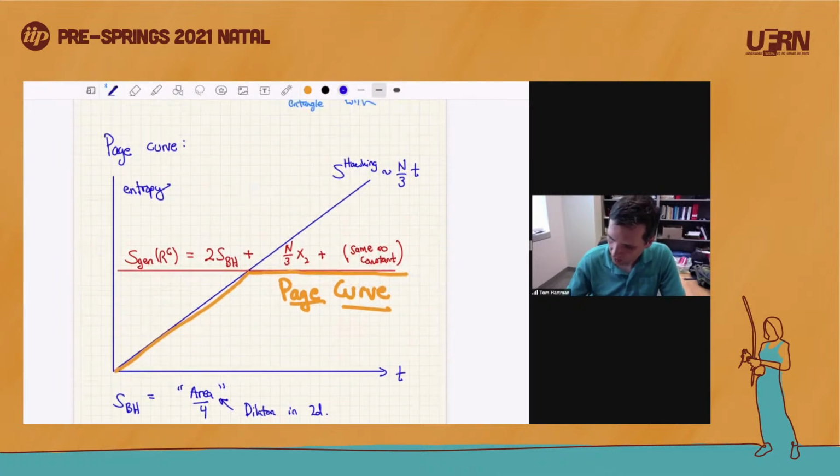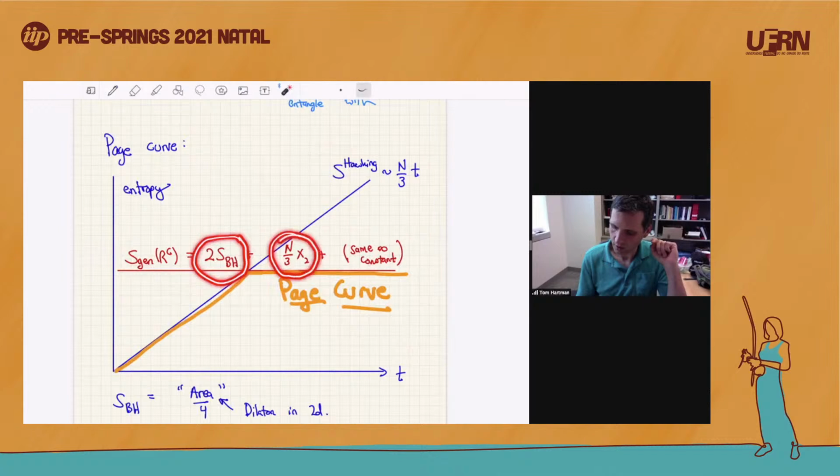So the way to understand this generalized entropy formula is as follows. We're doing an eternal black hole, so the generalized entropy has a contribution from each side of the black hole. So that's this 2 S black hole. This term here is the entropy of the quantum fields outside the black hole, but not in region R. So this is the contribution from the quantum fields outside the horizon.